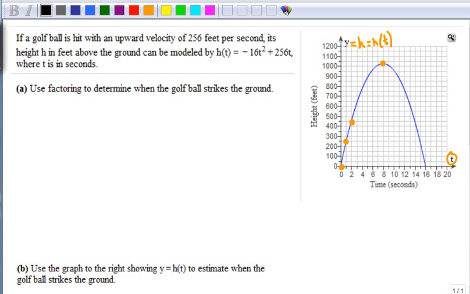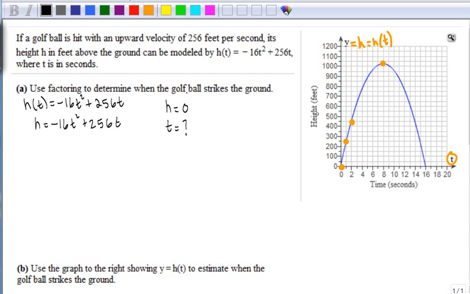Which leads us to our question. Use factoring to determine when the golf ball hit the ground. So first of all, I'm going to write down my equation. And by the way, you can call the h of t just h if you want. We notice that we have two unknowns, h and t. The question asks when, so to me that is the t, the time the golf ball strikes the ground. And we just saw when the golf ball strikes the ground, the height, which is the h, is 0.